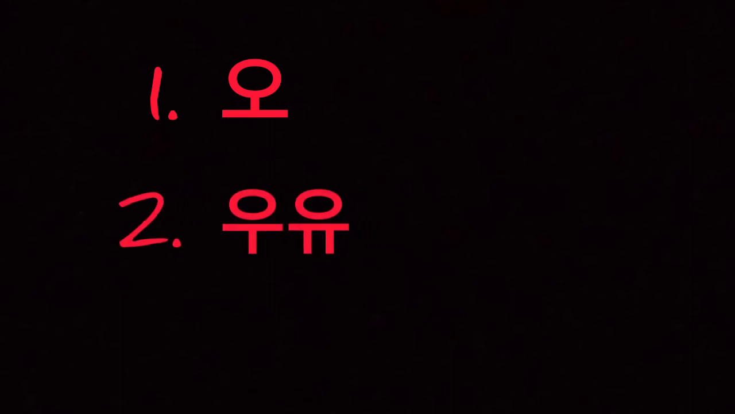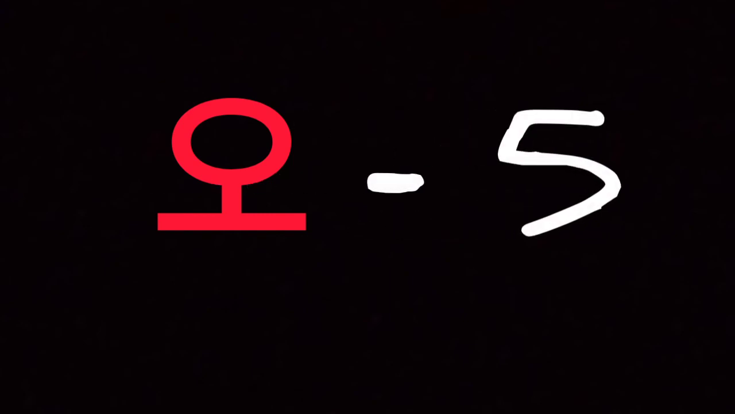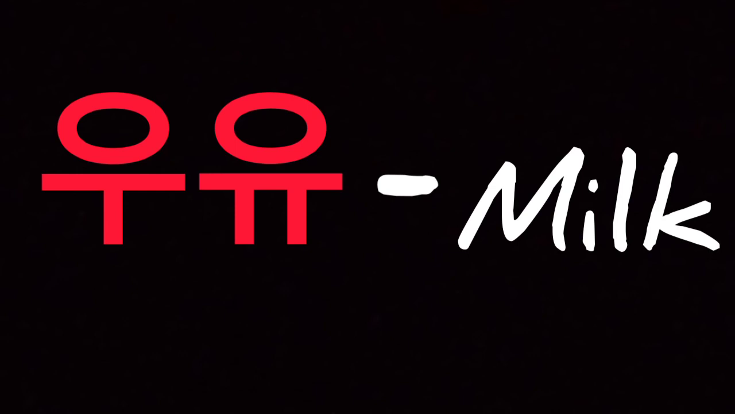Now let's create some words out of those 10 vowels that we've learned. Try reading it on your own. First, oo, oo, or number 5. Second, ooyu, ooyu, or milk. Third, yo-oo, yo-oo, or a fox.